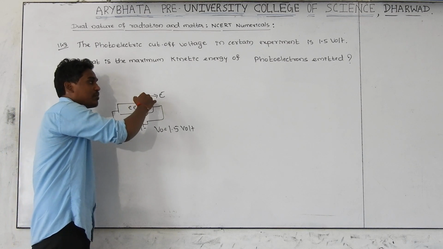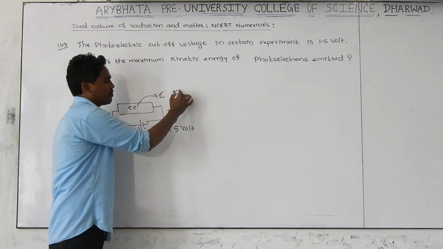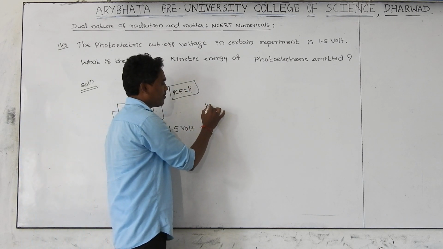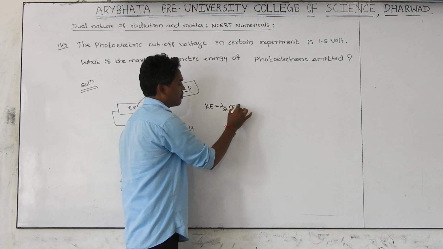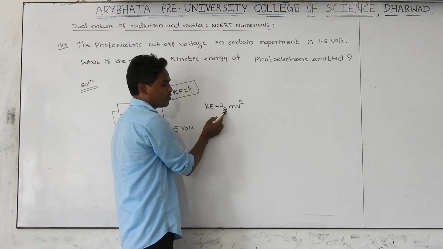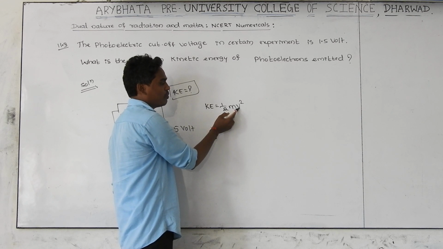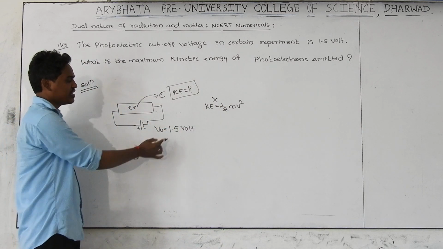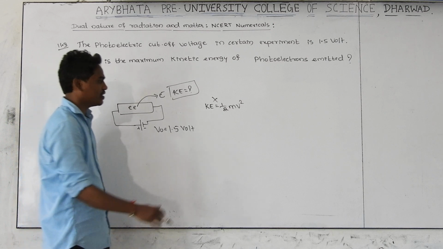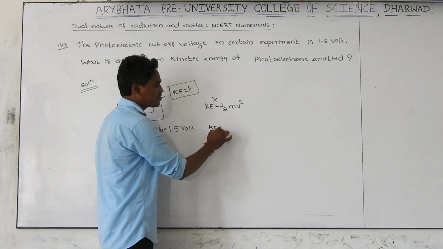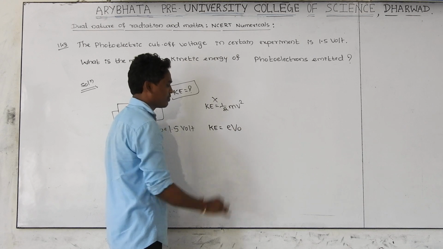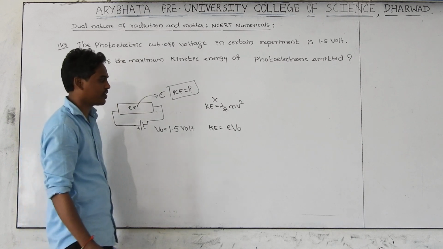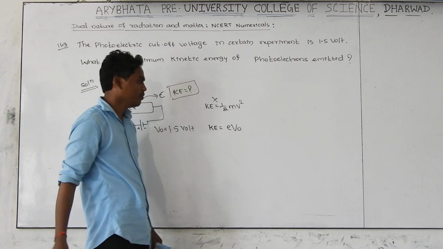Then whenever the electron is coming out of the metal, what is its kinetic energy? Kinetic energy you have to find out. But don't use the formula 1 by 2 mv square, because the mass of the electron you know very well, but the v value you don't know. That's why don't use this one. They have already given the potential difference value, that is 1.5 volt. Then the kinetic energy can also be written, in terms of potential difference, as e into V naught. V naught value is given, and e value you know, that is the magnitude of the elementary charge, 1.6 into 10 to the power of minus 19 coulomb.